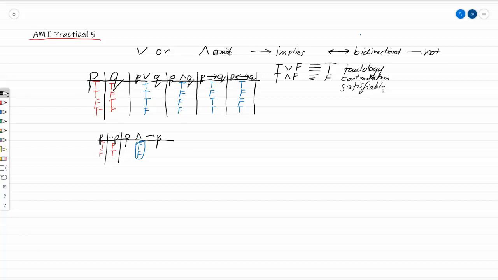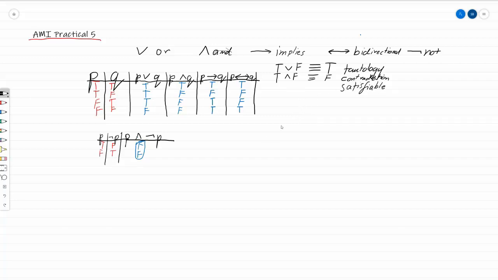I believe it's spelled like that. So satisfiable is basically just where it is possible for it to be true. So tautologies are all satisfiable because they can be true. Contradictions aren't satisfiable because they cannot be true. And satisfiable is just it can be true. So that's the idea around those.